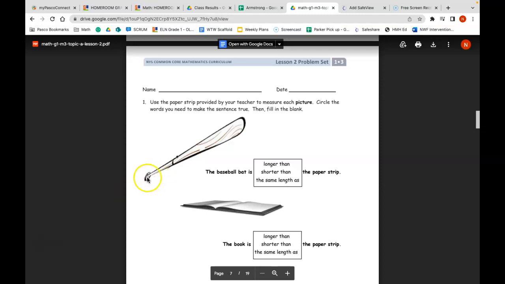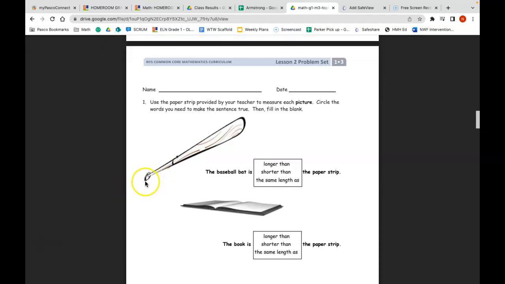You're going to take your paper strip. Remember, you want to line it up end to end. And I want you to let me know if the baseball bat is longer than, shorter than, or the same size as the paper strip. You're going to circle one of those words, okay?